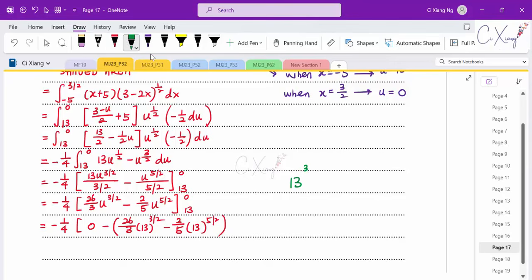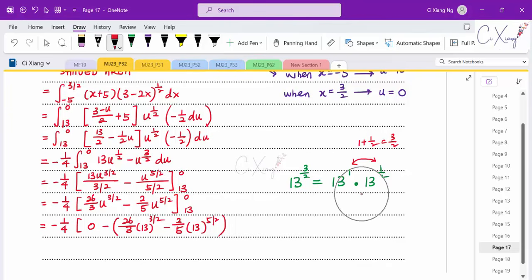13 power 3 over 2 can be written as 13 power 1 multiply with 13 power half. When you have a power m multiply with a power n, the power is m plus n. So 1 plus half equals 3 over 2. So we are doing it backward. If I want to simplify 13 power 3 over 2, then I will have 13 power 1 multiply with 13 power half.